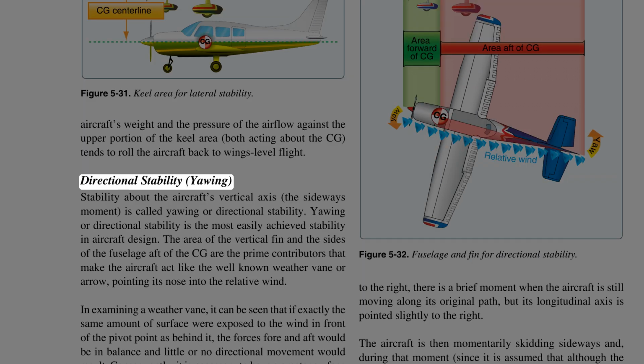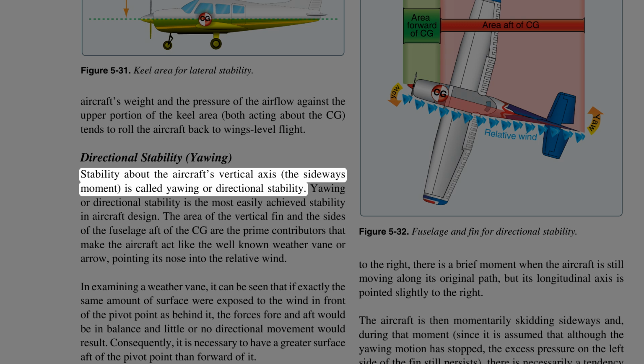Directional stability, yawing. Stability about the aircraft's vertical axis, the sideways moment, is called yawing or directional stability.